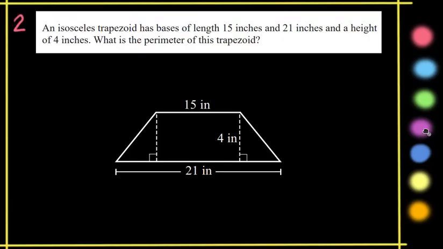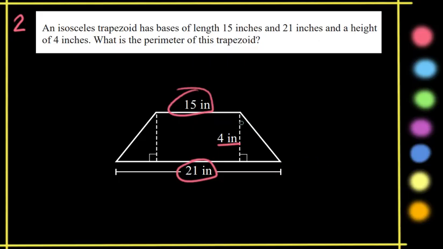This one says, an isosceles trapezoid has bases of length 15 inches and 21 inches and a height of 4 inches. Okay, so 15 inches and 21 are the bases, and then 4 inches is the height. What is the perimeter of this trapezoid?